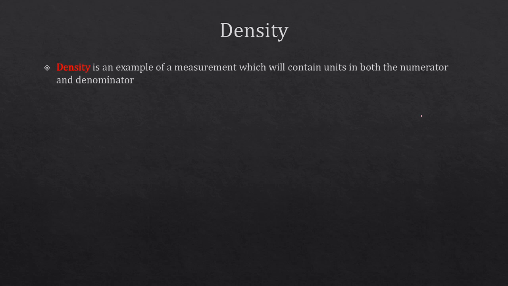Let's finish off this chapter by looking at the concept of density. So density is an example of a measurement which will contain units in both the numerator and denominator, like we just looked at in the last video. So the equation for density is it is mass per volume. So for example, water has a density of about 1 gram per milliliter.